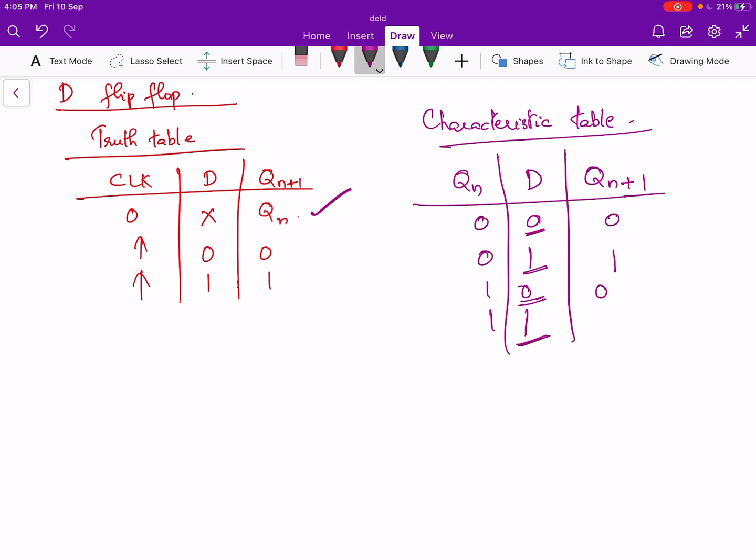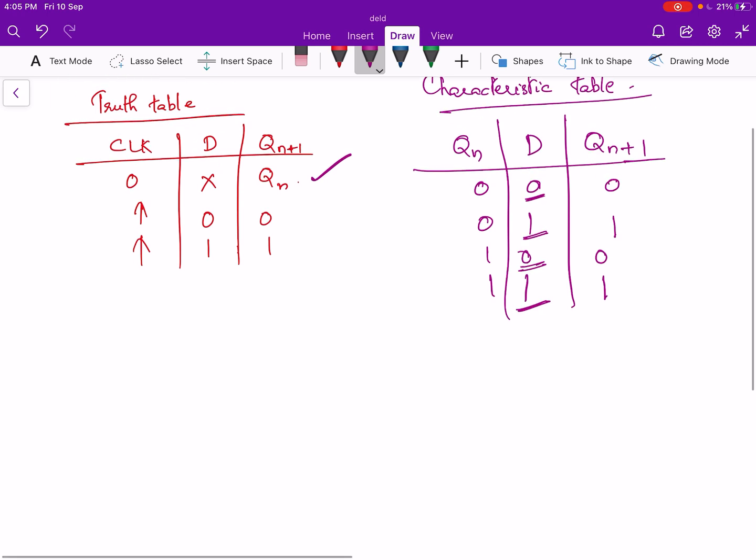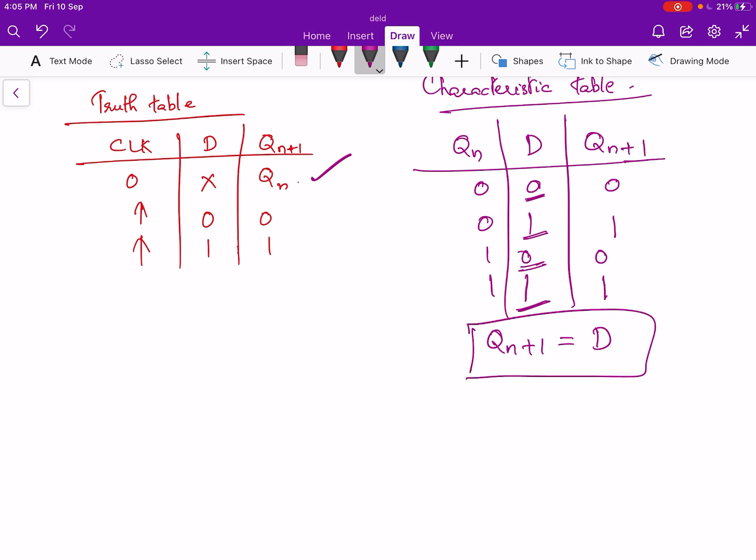Now D is 1 here. So Qn plus 1 will be equal to 1. Irrespective of the value of Qn, the value of Qn plus 1 will always be equal to 1 when D is equal to 1. So this is the characteristic table. Now from this table we can see that Qn plus 1 is equal to D itself. So Qn plus 1 and D are the same. So there is no need to draw the K-map. We can write directly the characteristic equation, that is Qn plus 1 is equal to D.